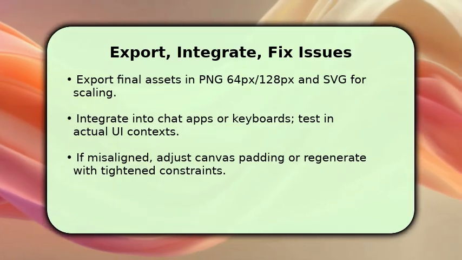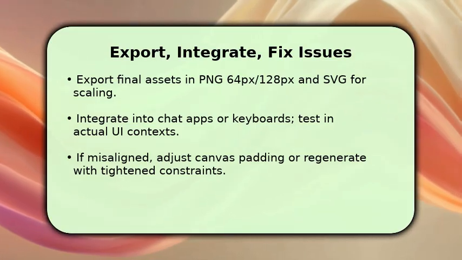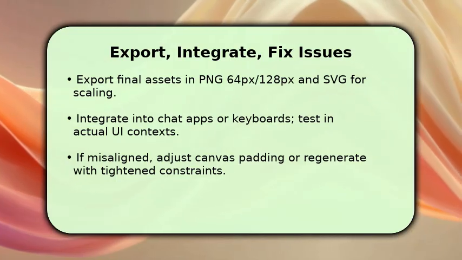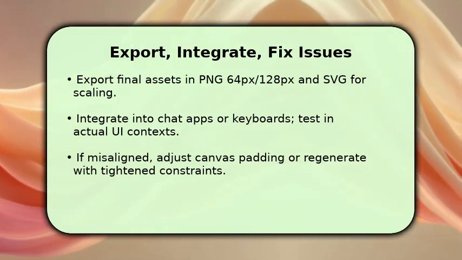If an emoji looks off, too small, clipped, or inconsistent, fix the canvas padding, tweak stroke weight, or regenerate that variant with more specific constraints. One key troubleshooting tip: if color shifts, embed sRGB profile.